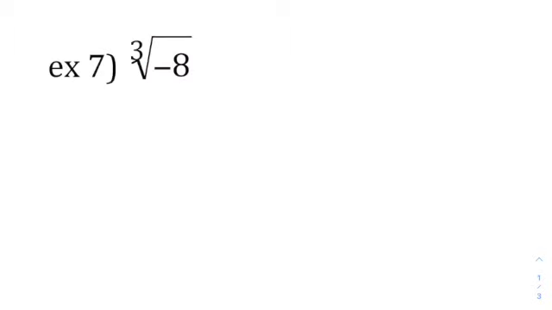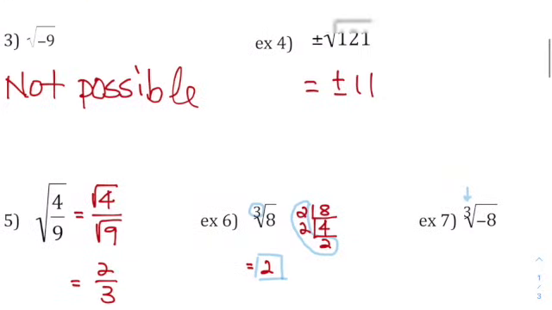Example 7. You have a negative cube root because that is a third power. Now the problem is you were told before there's no way you can have negative 2 times negative 2 and give you a negative 4. No solution, like the one we had before, number 3.